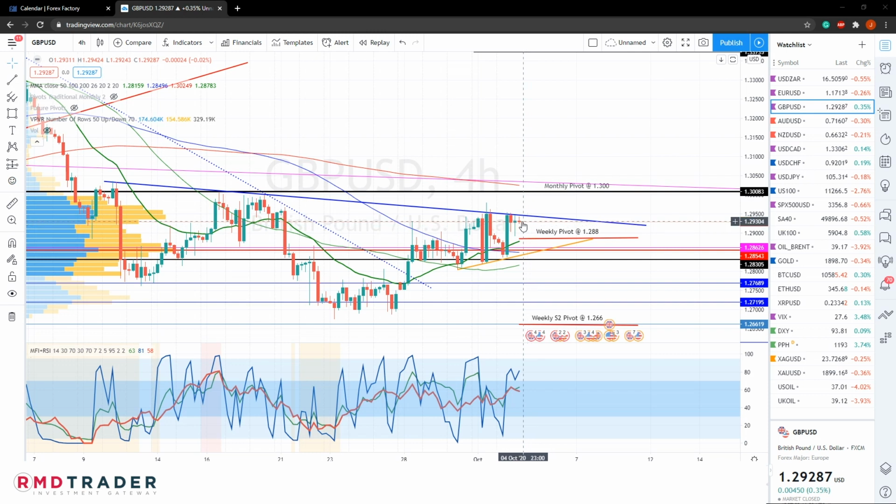However, should we fail to break out from this area of resistance and we then move into our weekly pivot at 1.288, and if we then break below that, and of course below that 1.285 level, that will probably take us towards our weekly S2 pivot at 1.266.